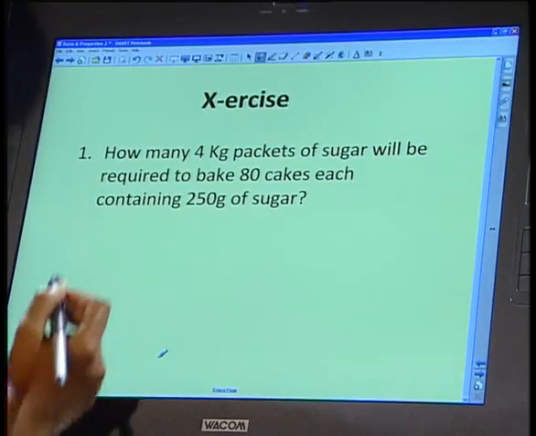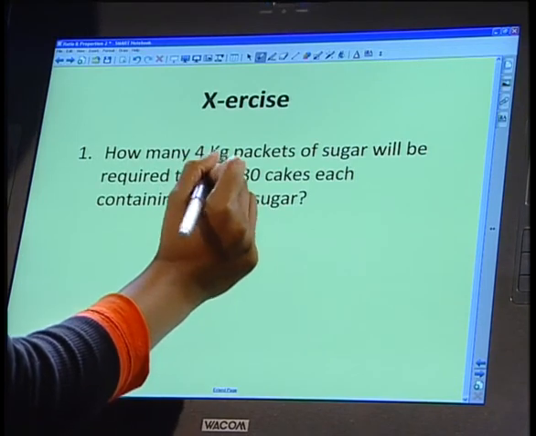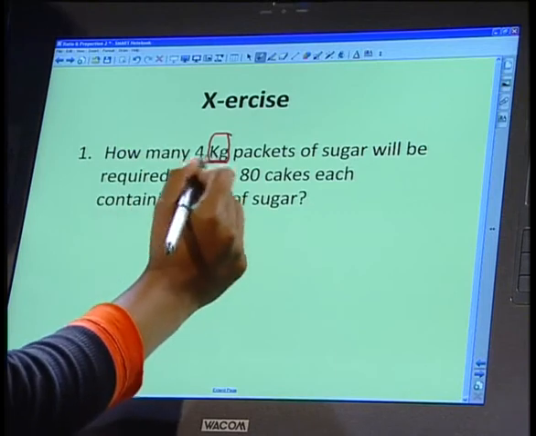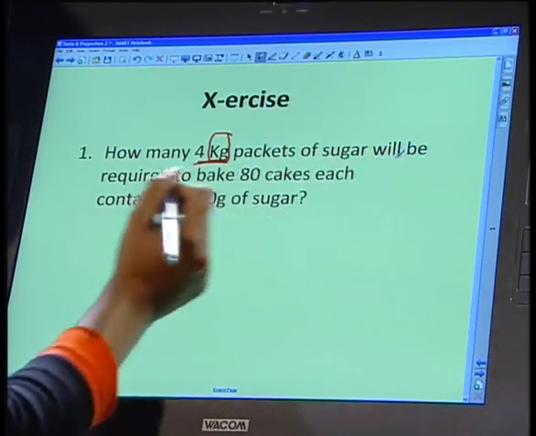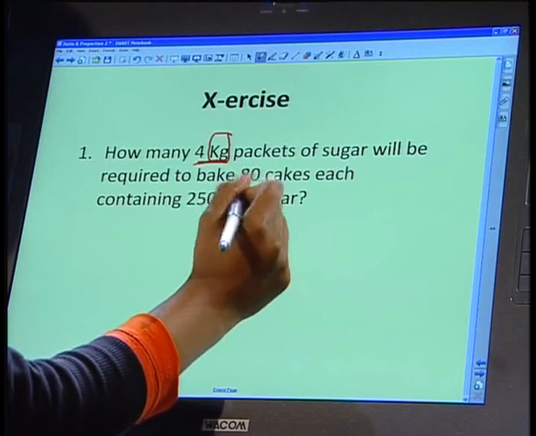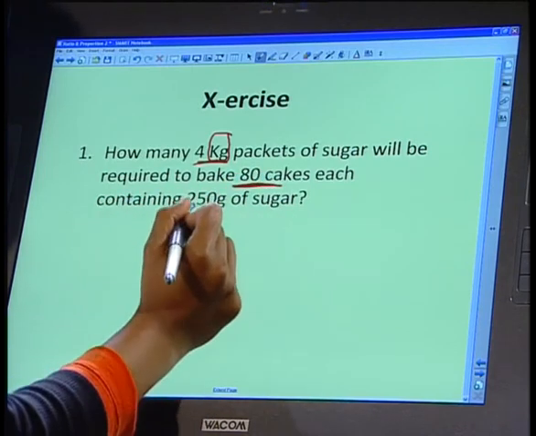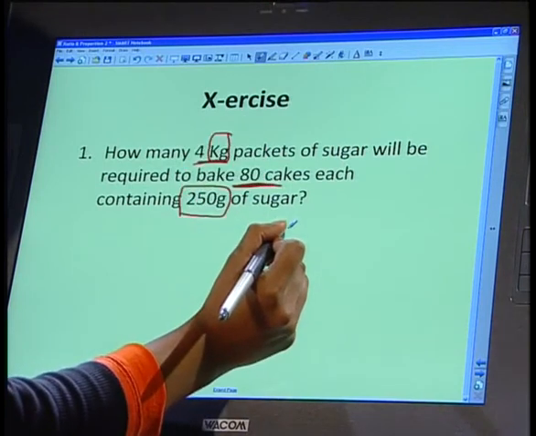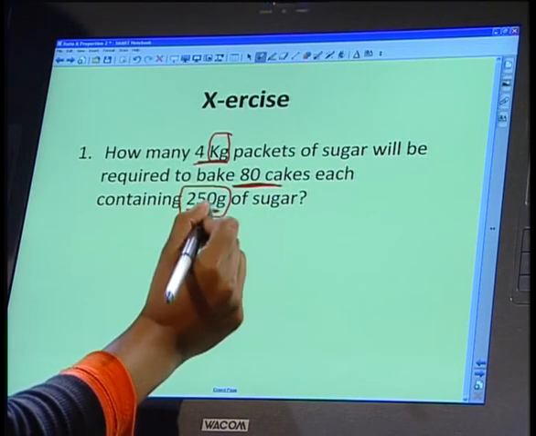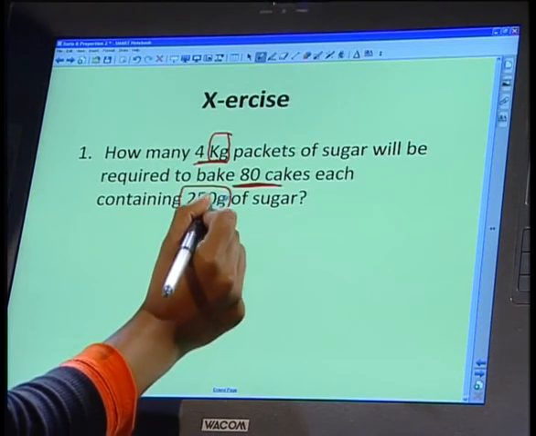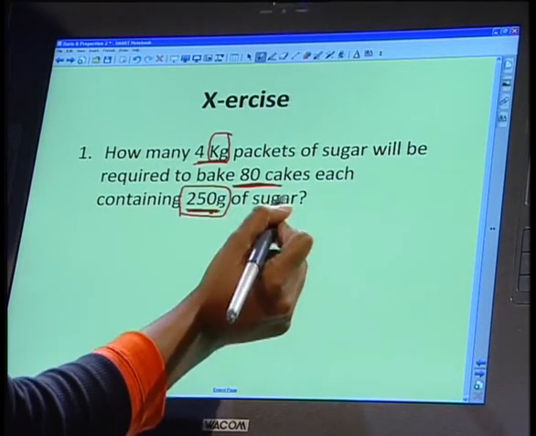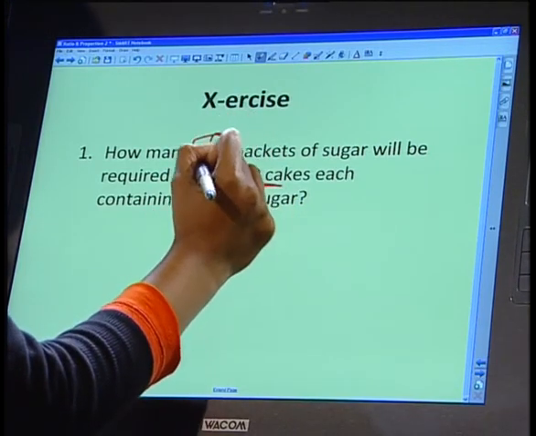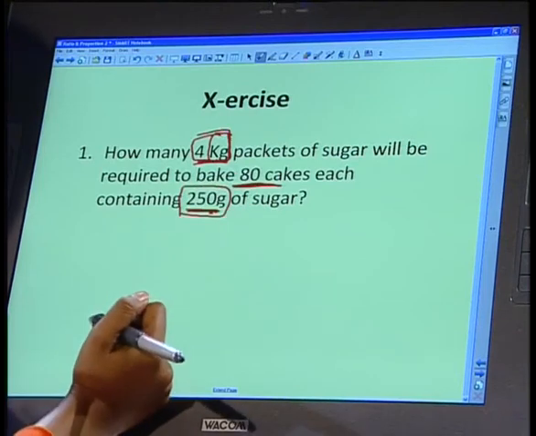Here we are asked how many 4 kg packets, important to note here your units, we want to know how many 4 kg packets of sugar will be required to bake 80 cakes, each containing 250 grams of sugar. So you'll notice here that your sugar is given to you as 250 grams of sugar, each cake containing 250 grams, but they want your answer in terms of 4 kg packets.